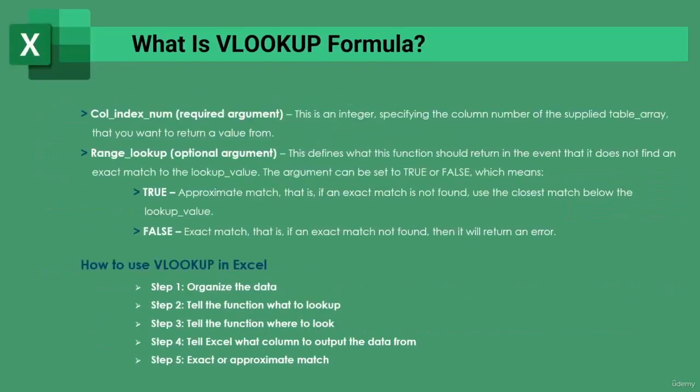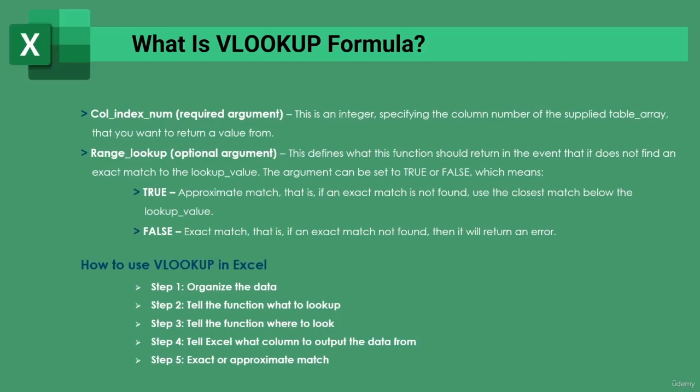After that we have the column index number, which is an integer, specifying the column number of the supplied table array that you want to return a value from. And then we have in the formula the range lookup. This determines what the function should return in the event that it does not find an exact match on the lookup value.